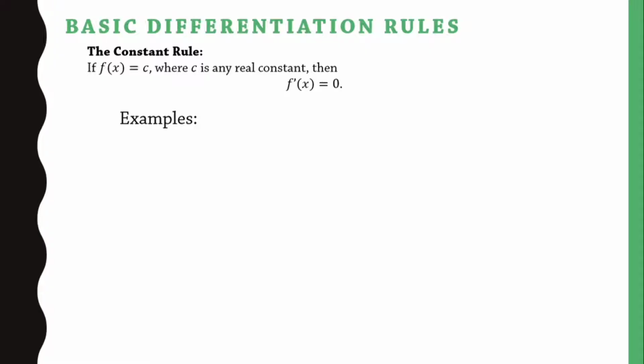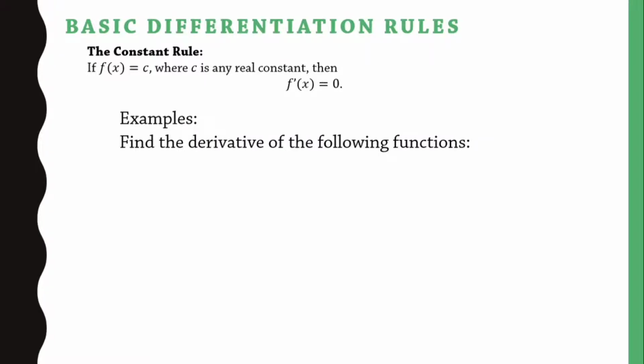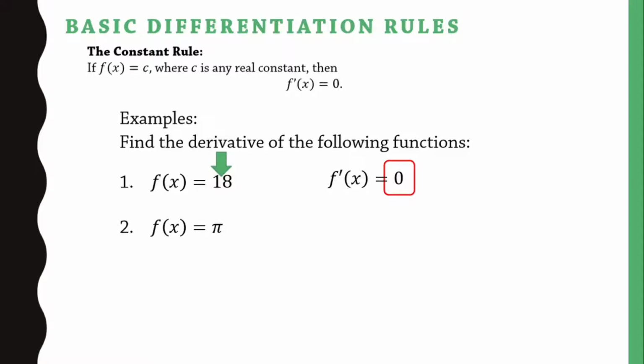So here we have some examples. We're going to find the derivative of the following functions. Number 1, f of x equals 18. Take note, 18 here is a constant. Therefore, the constant rule applies. f prime of x will always be 0. Second example, we have f of x equals pi. Take note, pi is also a constant, equal to approximately 3.14. So f prime of x, since pi is a constant, will still be equal to 0.